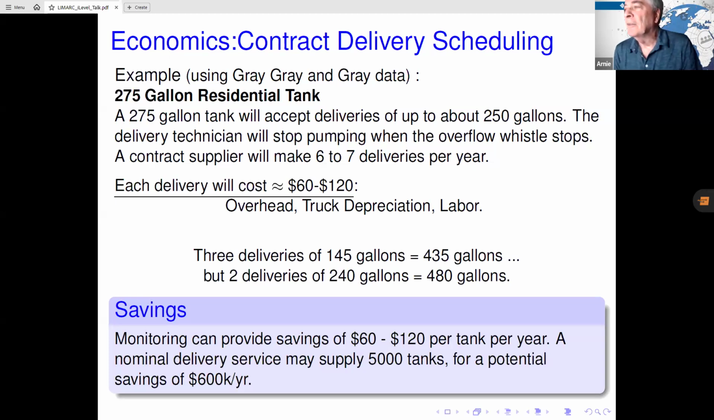If you are able to monitor the tank and you knew what you were about to deliver, you can see that saving a single delivery, going from 3 to 2, saves you a significant amount of money over the number of customers that you might have. As it mentions in the box, a nominal delivery service might have 5,000 tanks. Our first main customer had 17,000 tanks.